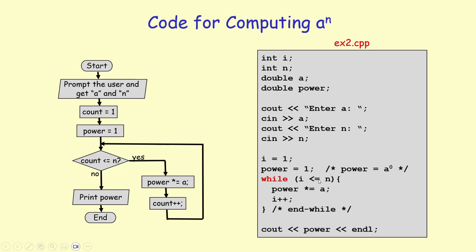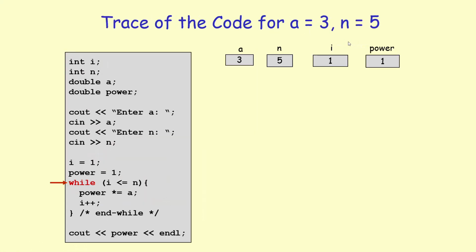So if i is less than or equal to n, we go into the body of the while loop, we execute power times equals a, we multiply the running power with a again, then increment the loop counter by 1, and come back to the beginning of the while loop and evaluate the expression i less than or equal to n again. And finally, i would be greater than n, and we will get out of the while loop and just print the power. This is example2.cpp, which I'm going to execute. But before that, let's trace this code here.